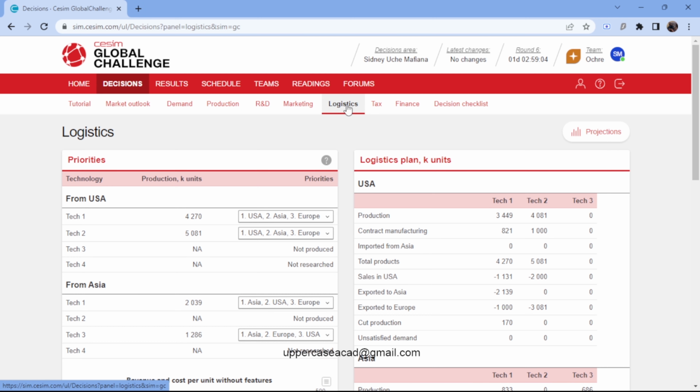Under the logistics part, this is where we'll be exploring the strategic priorities for Tech 1, Tech 2, and Tech 3. You realize that in this fast-paced world of international business, setting the right priorities for market expansion can make all the difference. So let's dive in. Starting with Tech 1, we'll outline the market expansion priorities.